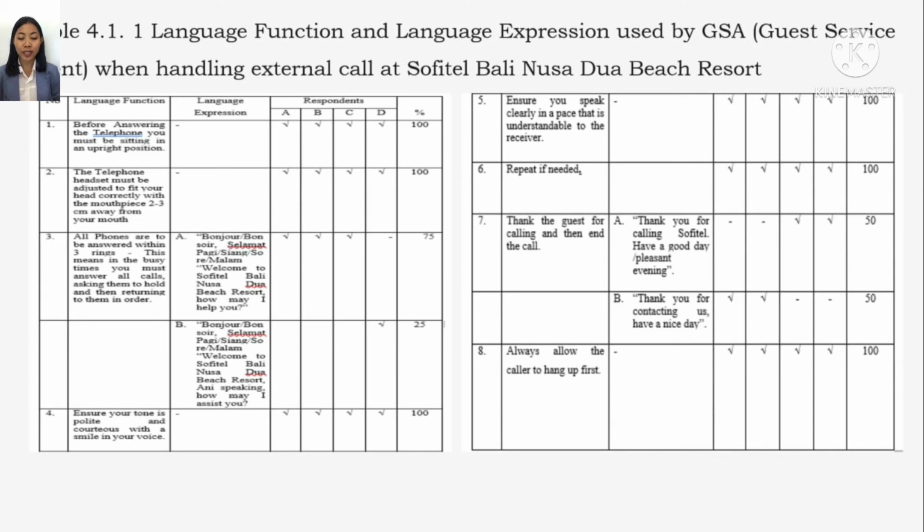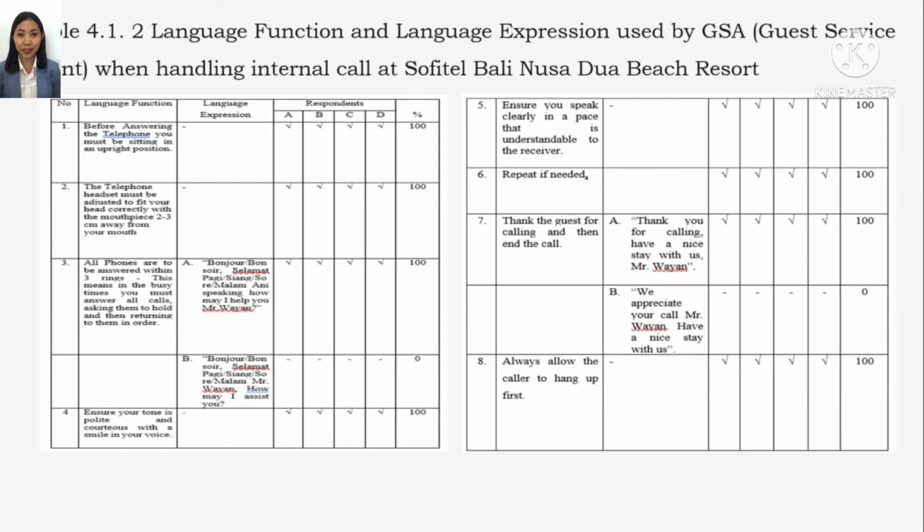When all information has been conveyed to the guest, give a good closing greeting according to the work procedure at the hotel, as in the action in the table above. The language expression used by the staff at the Sofitel Bali Nusa Dua Beach Resort to thank the guest for calling is by saying, thank you for calling Sofitel, have a good day or have a pleasant evening. And then the other is by saying, thank you for contacting us, have a nice day.